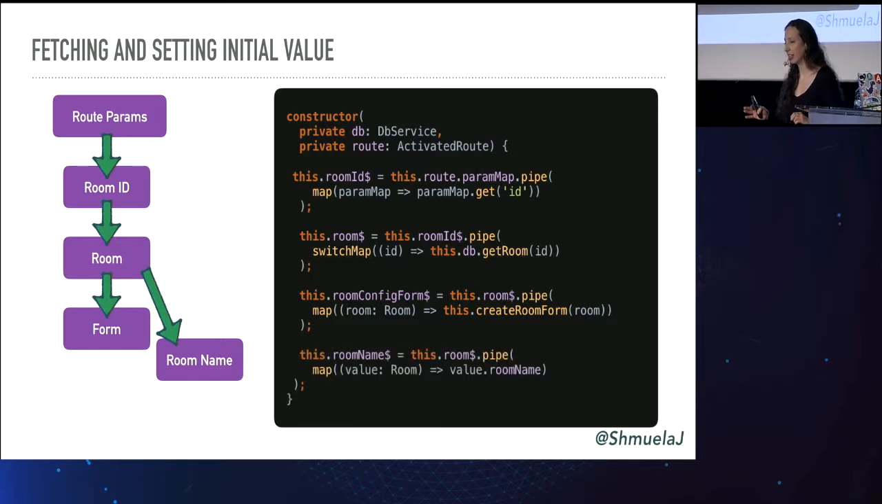And then finally, we also have the room name that we want to display. And maybe it's not a part of the form. It's nowhere in the form controls. We just need the room name separately. So this also can be an observable that emits the room name that we have from the room data that we get from the server.